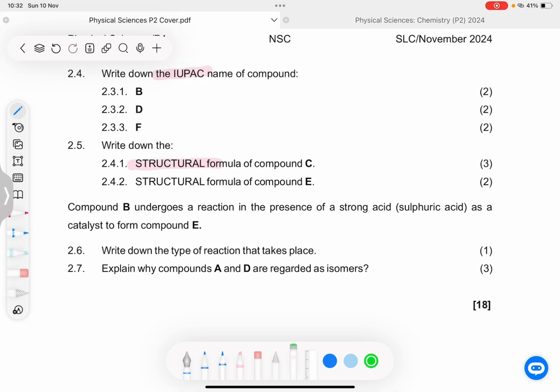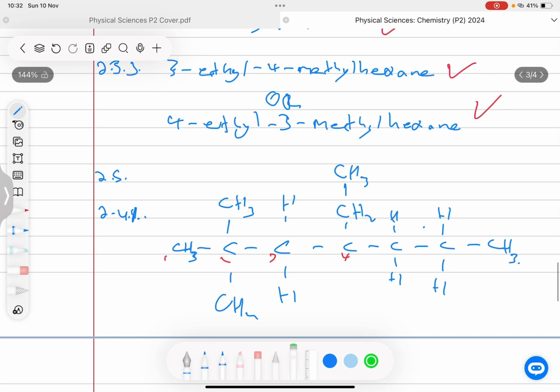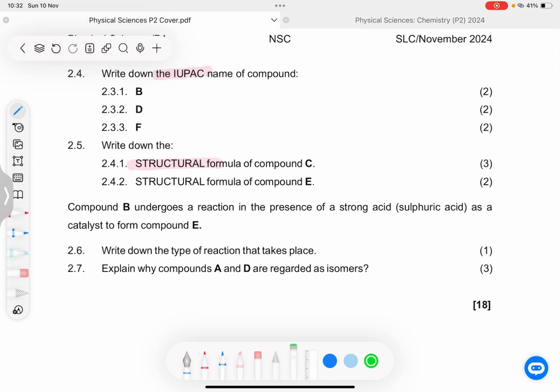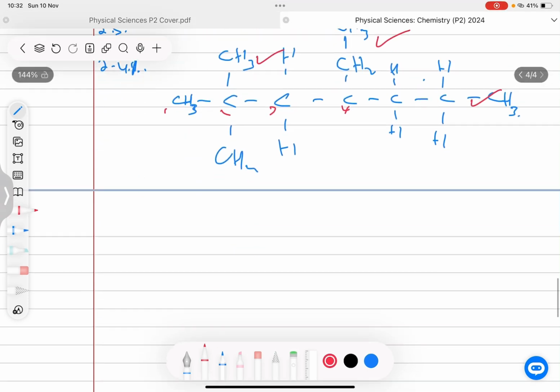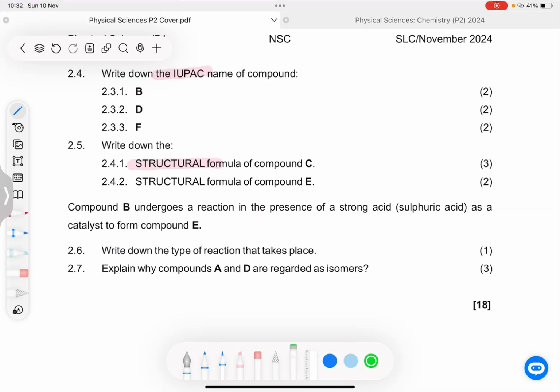Now here I just want to talk about marking. The first one is worth 3 marks and the other one is 2 marks. The 3 marks will come from the fact that you identified this and the longest chain. So now we're going to also do a structural formula for E as well.